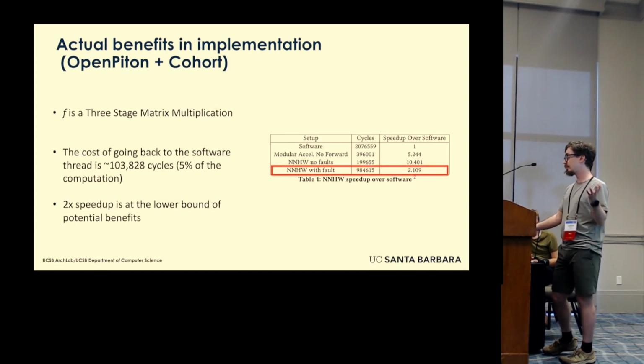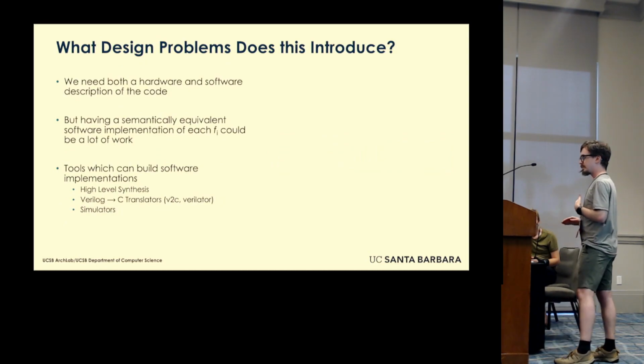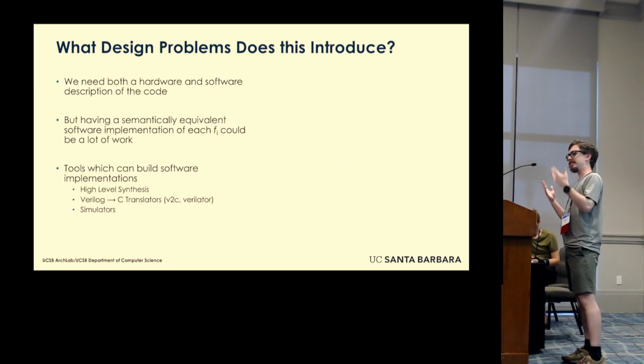But if you did have a fault occur in the middle stage of your 3-stage pipe, you would be able to fall back into software just for that middle one, and it would be a lot faster than if you ran in software entirely. And so this could be advantageous, right? This introduces problems. It doesn't just solve them, right?